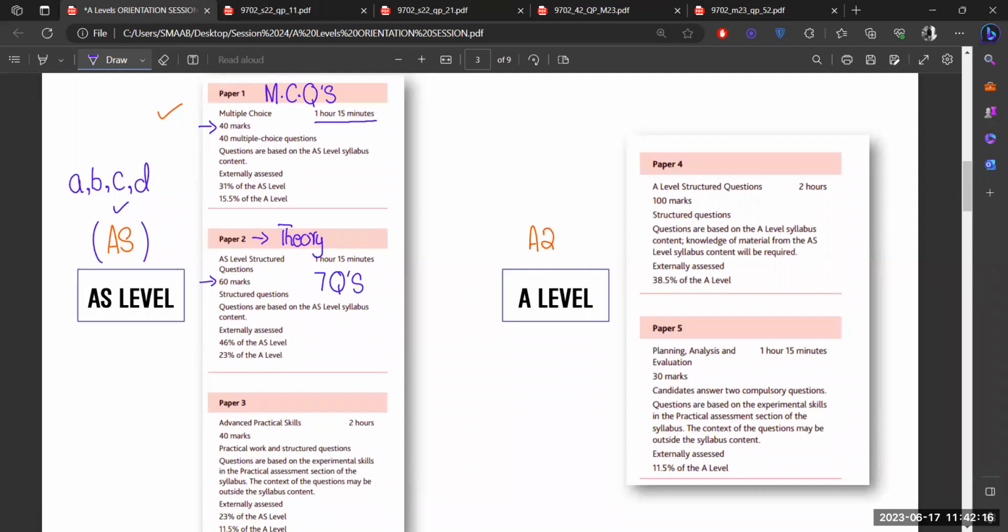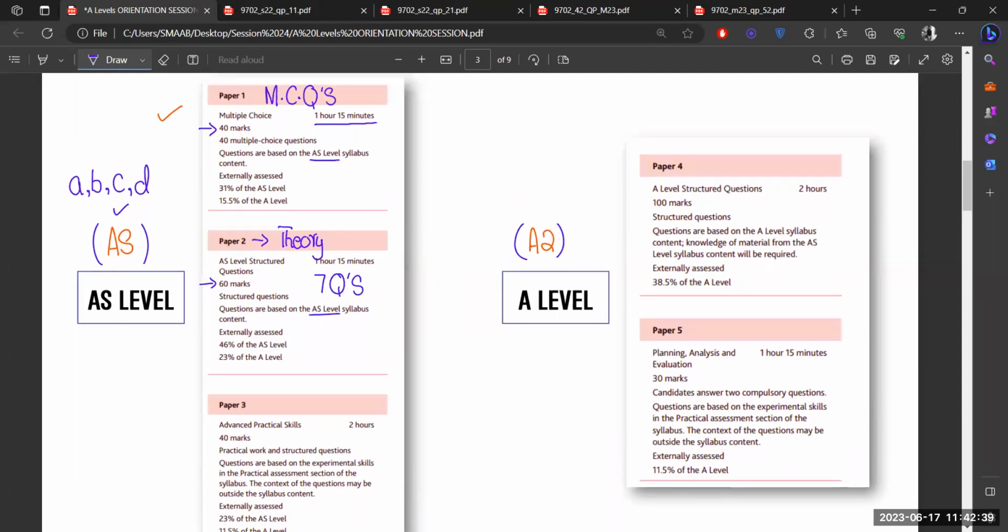And it is mentioned that questions are based on AS level. It means those chapters which are included in your AS level. So only those chapters are going to be assessed in your final exam. And this is a very important point, because when we are talking about the A2, then you will find a difference in why they mention this statement that questions are based on AS level.